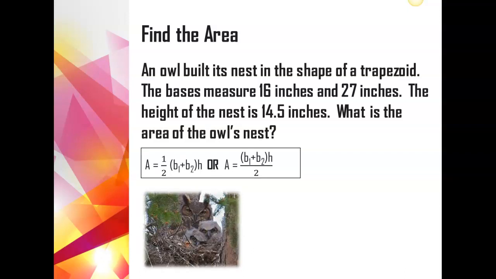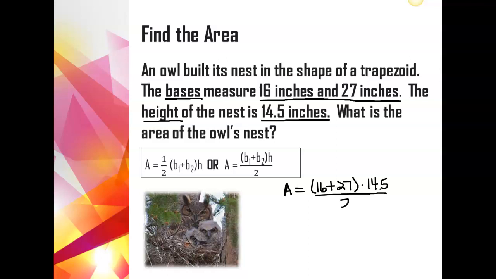The problem tells us the bases measure 16 inches and 27 inches. The height of the nest is 14.5 inches. Using the second formula, we would have the area equals 16 inches plus 27 inches times 14.5 inches divided by 2. First, we will need to add the two bases since they are inside the parentheses. 16 plus 27 equals 43.